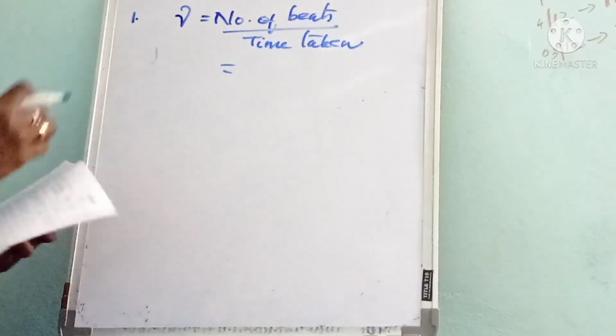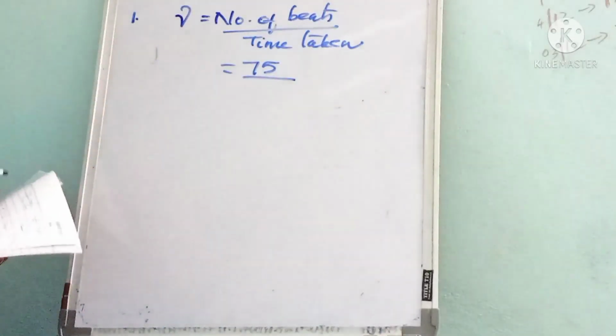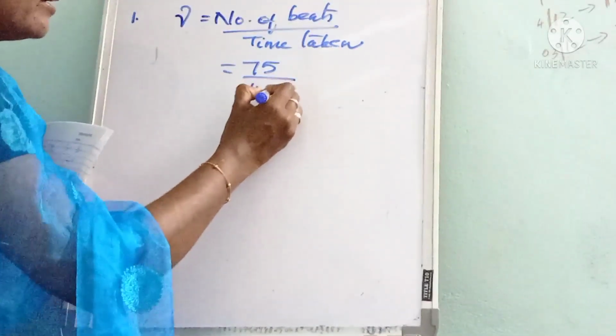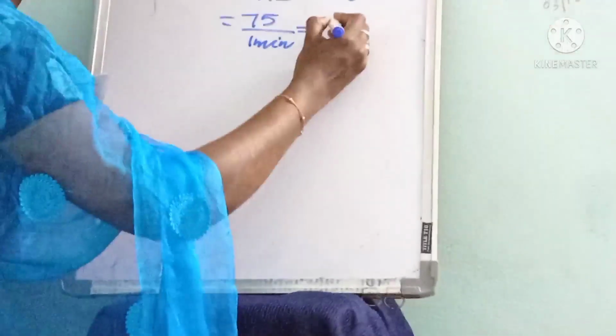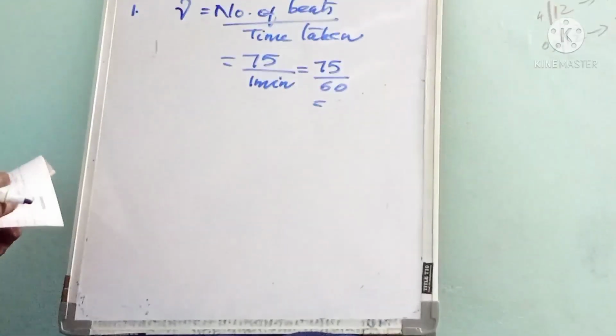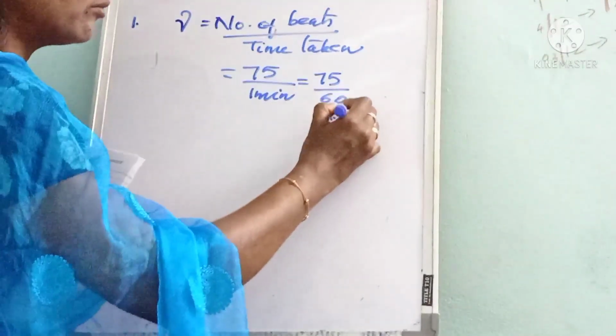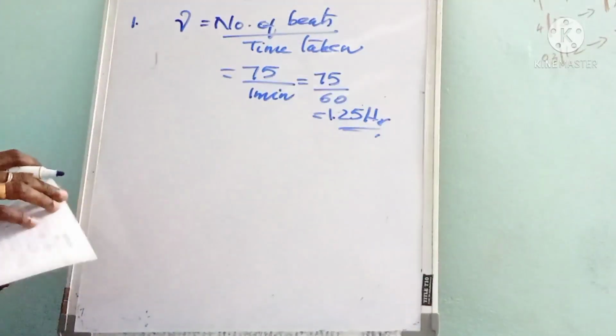Here the number of beats is 75 and the time taken is 1 minute, which is equal to 60 seconds. So we can write 75 divided by 60, which gives 1.25 hertz. That is the beat frequency.